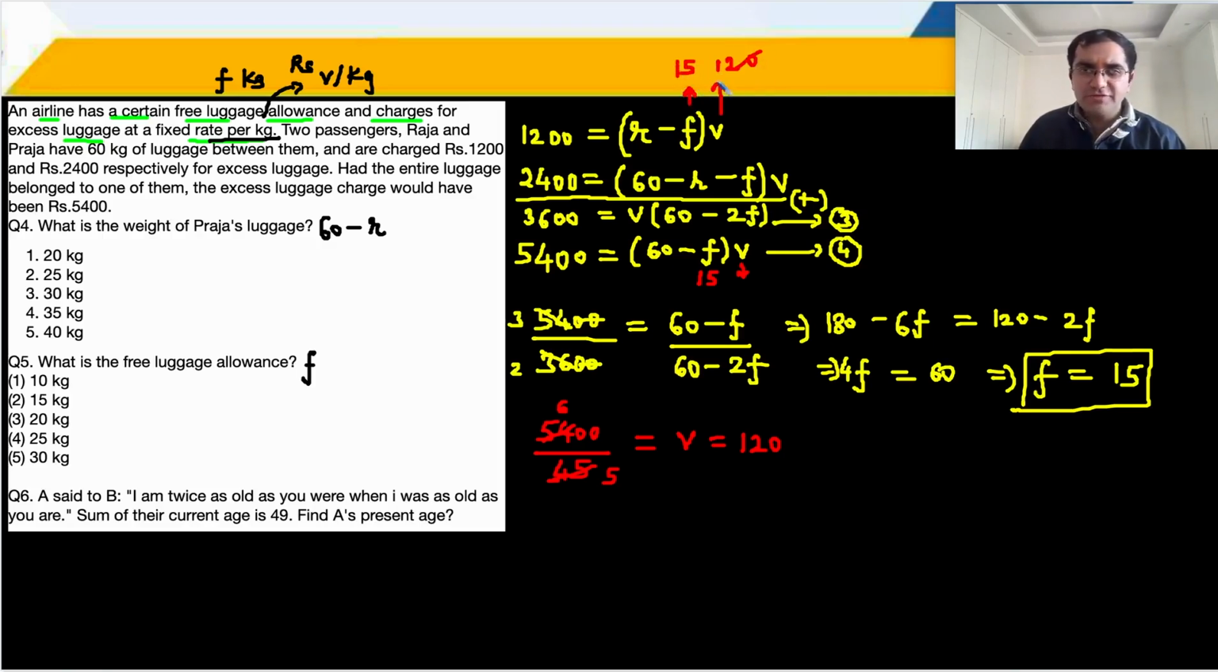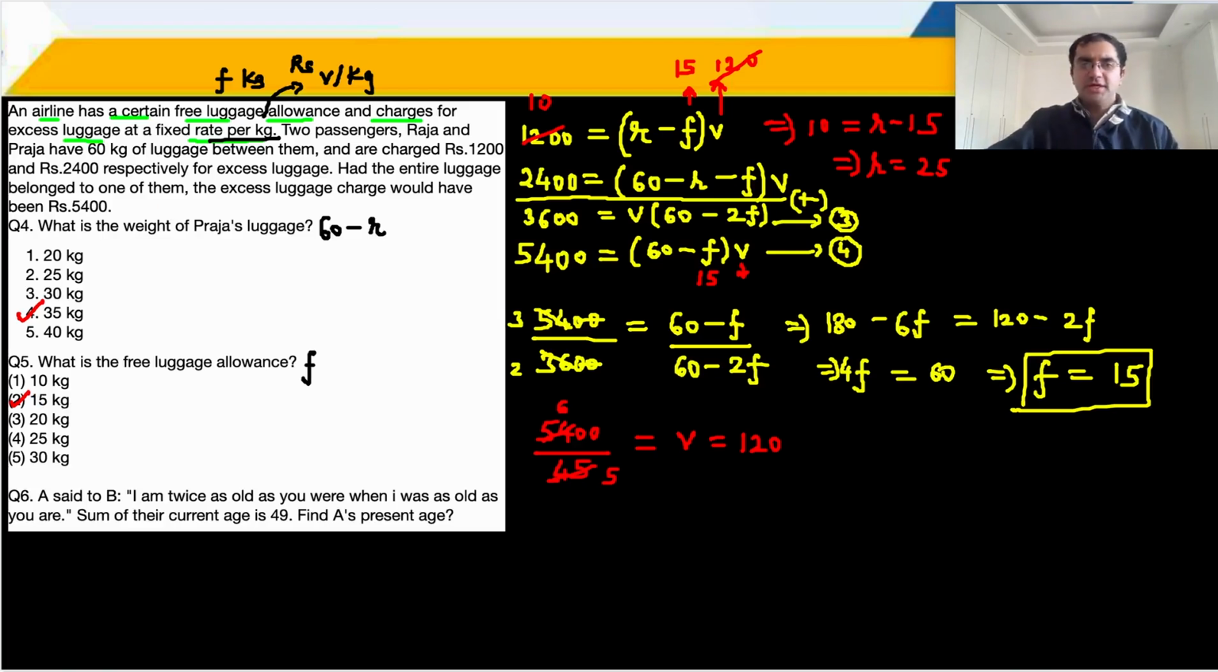Okay. So 120 goes over here 10 times, implies 10 is equal to r minus 15, implies r is equal to 25. If r is 25, then 60 minus r becomes 35. And f, as we found out, is 15. And that's the right answer.